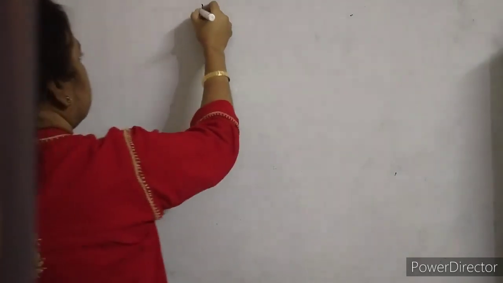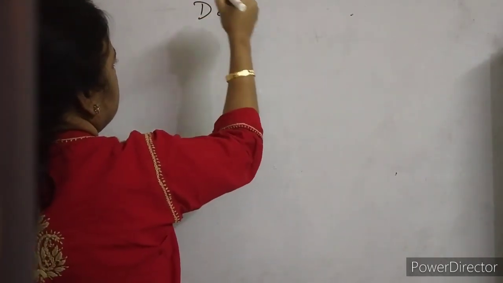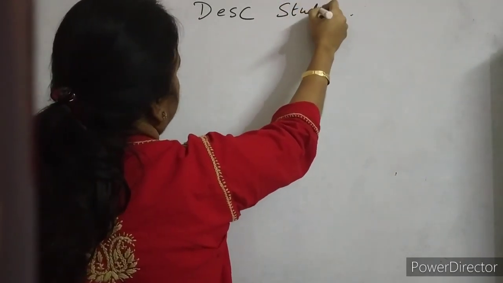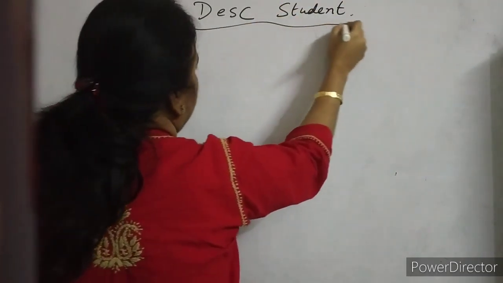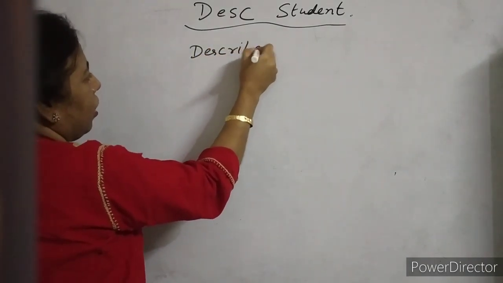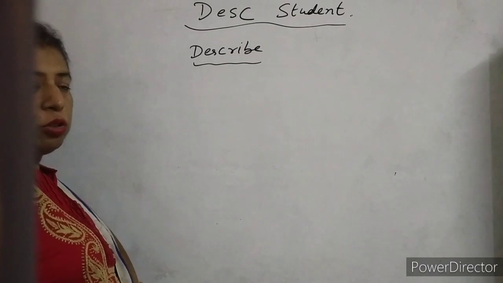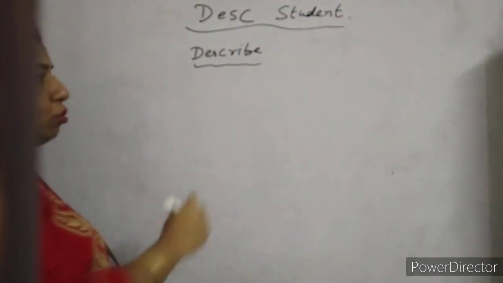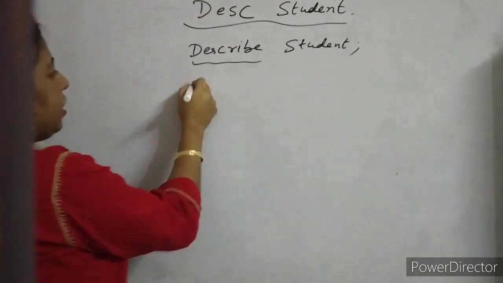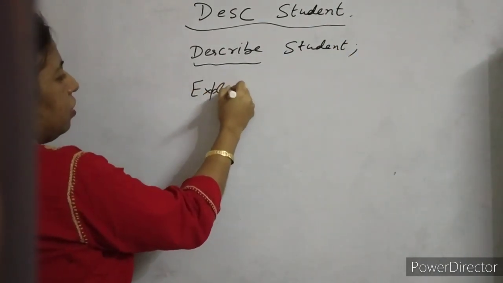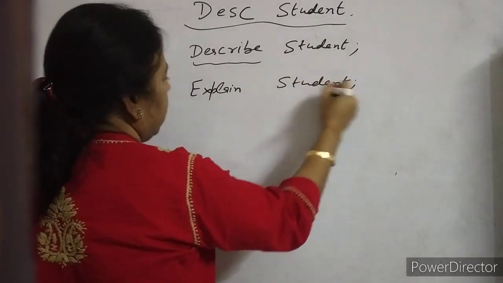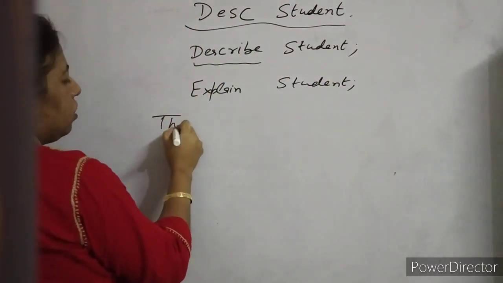Seventh command is for displaying the structure of the table. Describe student. This command can also be written as DESC. I can write describe in full, I can write describe also, I can write DESC also. Describe student. One more way is explain student. Clear?